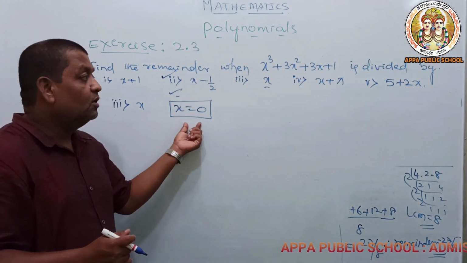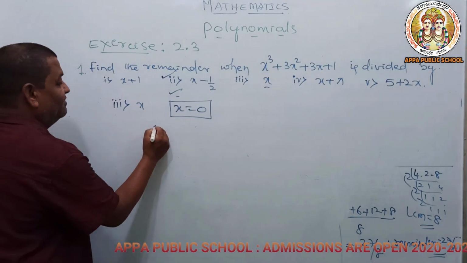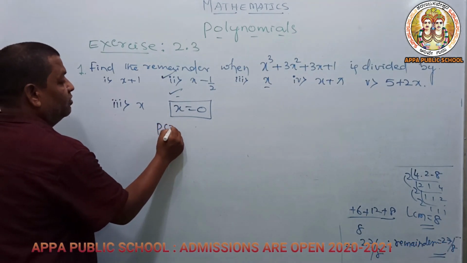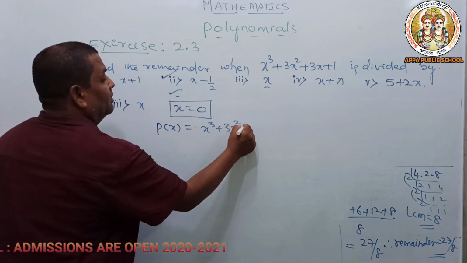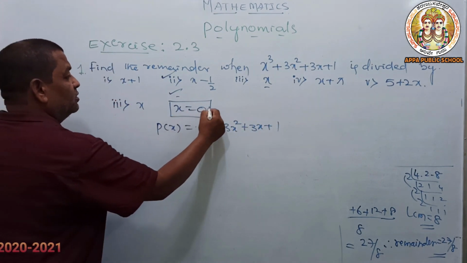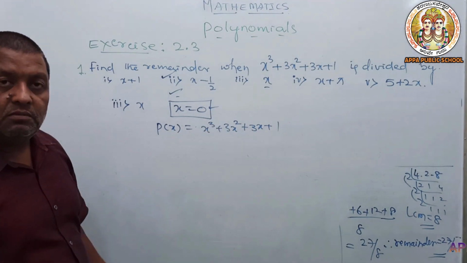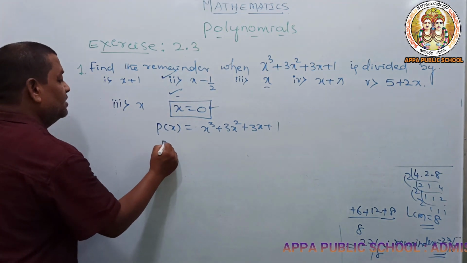So take this value. Once again, the same procedure. How to find the remainder? Let me show once again. As usual, p of x is x cube plus 3x square plus 3x plus 1. So what we need to do is substitute the x value to find the remainder. That is what the remainder theorem is telling us.